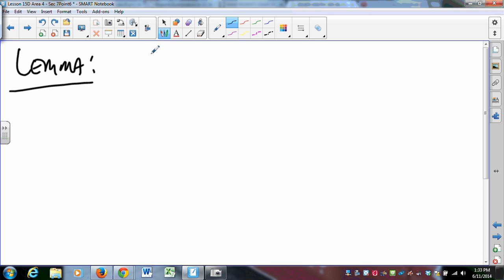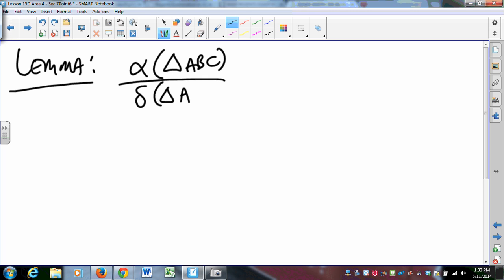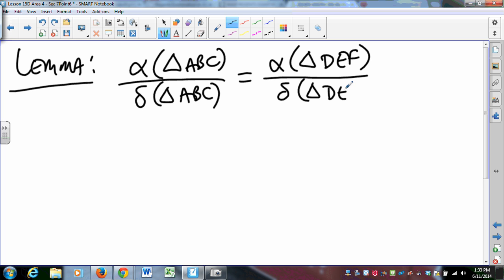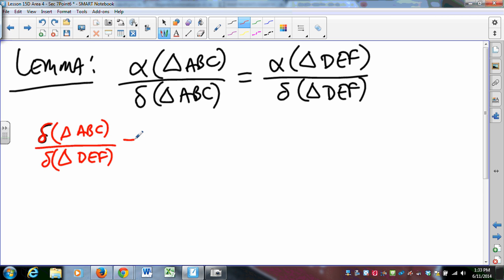And it's based on this thought. Given two triangles ABC and DEF, the area of ABC compares to the defect of ABC in the same way that the area of DEF compares to the defect of DEF. So here's the thought. Let's focus on the defect of ABC as it compares to the defect of DEF. Let's pretend that that's 1. Let's just start easy.